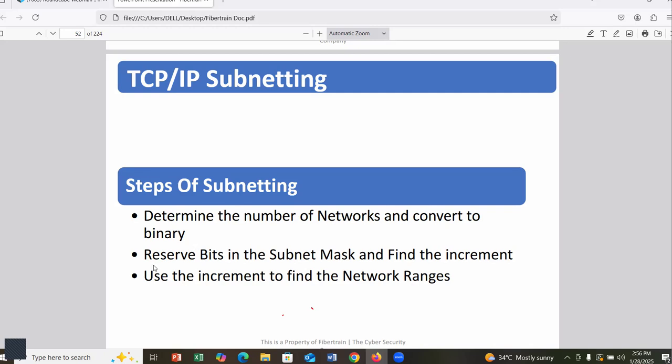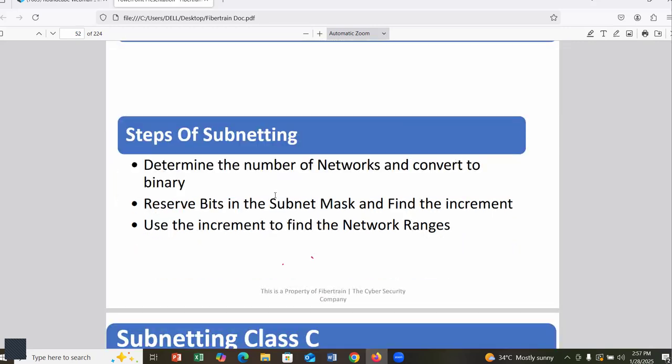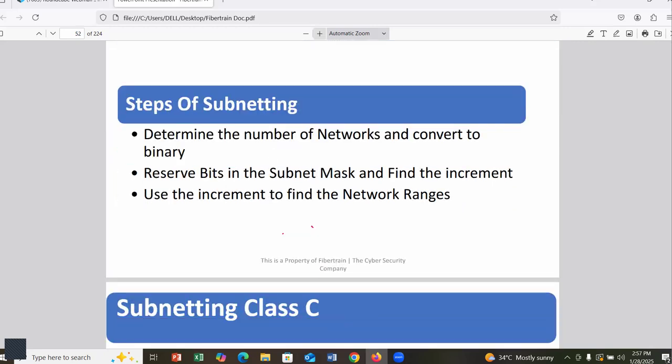The second step says we should reserve bits in the subnet mask and find the increment. And the third says we should use the increment to find the network ranges. So those are the steps that we need to follow anytime you want to solve a subnetting question.